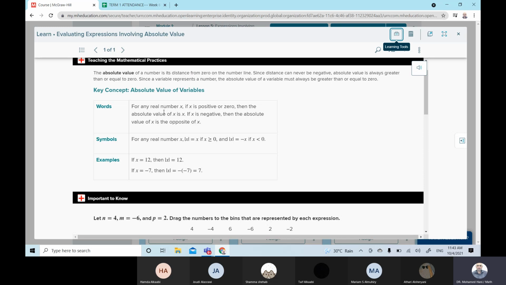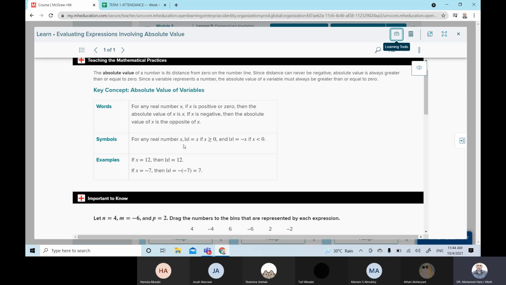So for any real number, for example x, if x is positive or 0, then the absolute value of x will be what? Will be x. If x is negative, then the absolute value of x is the opposite of x. So always, with absolute value, if the number is positive or 0, you keep the same number. But if the number is negative, we take its opposite. What does absolute value of a negative number mean? We take the opposite.